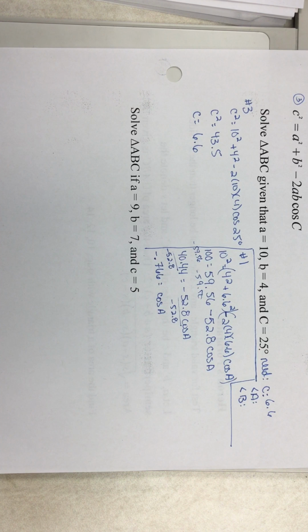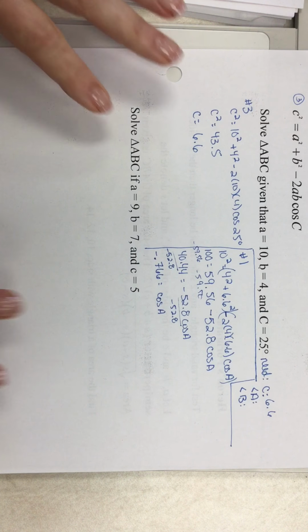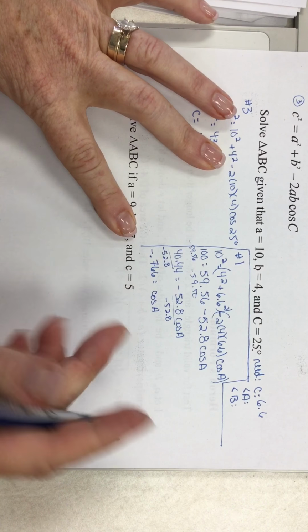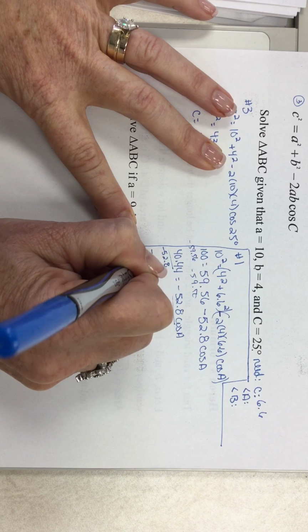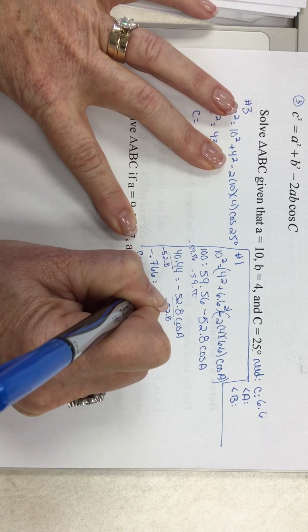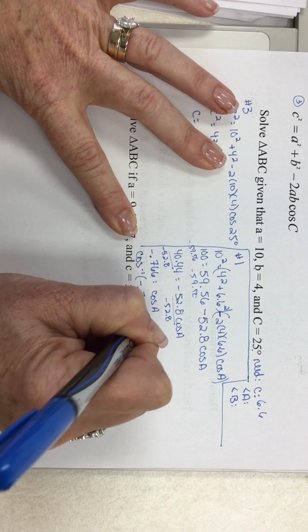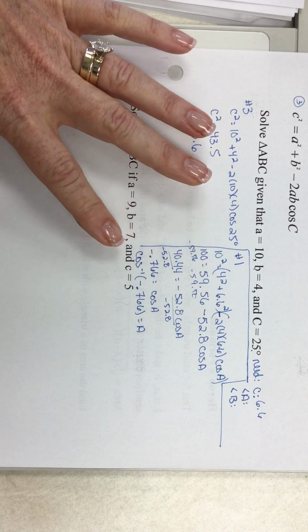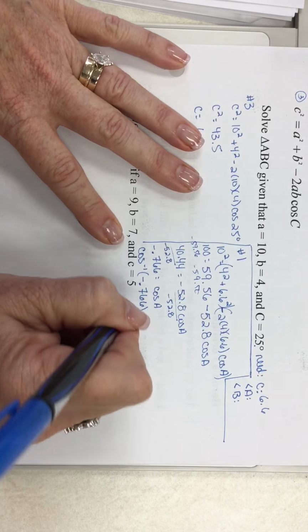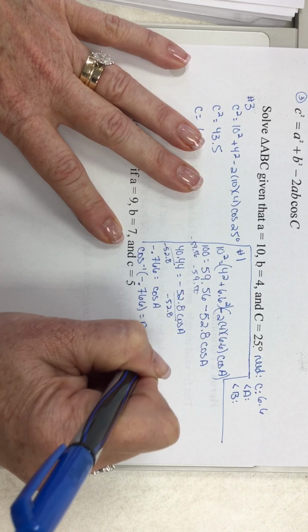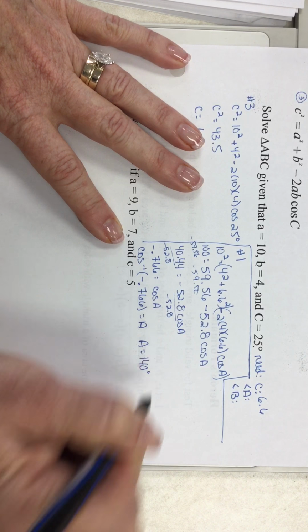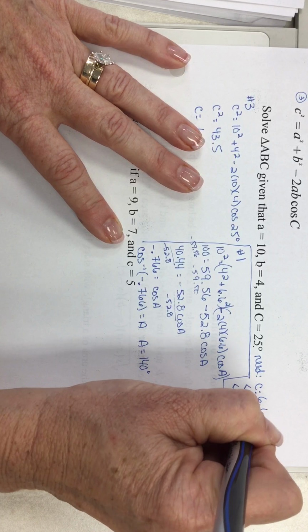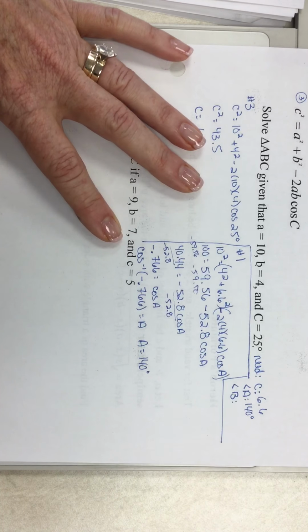But with that, I still don't have my angle. That's the cosine of A. To find the angle measurement, I take the inverse, and that's what's going to give me my A. So inverse cosine on your calculator, A ends up to be 140 degrees.